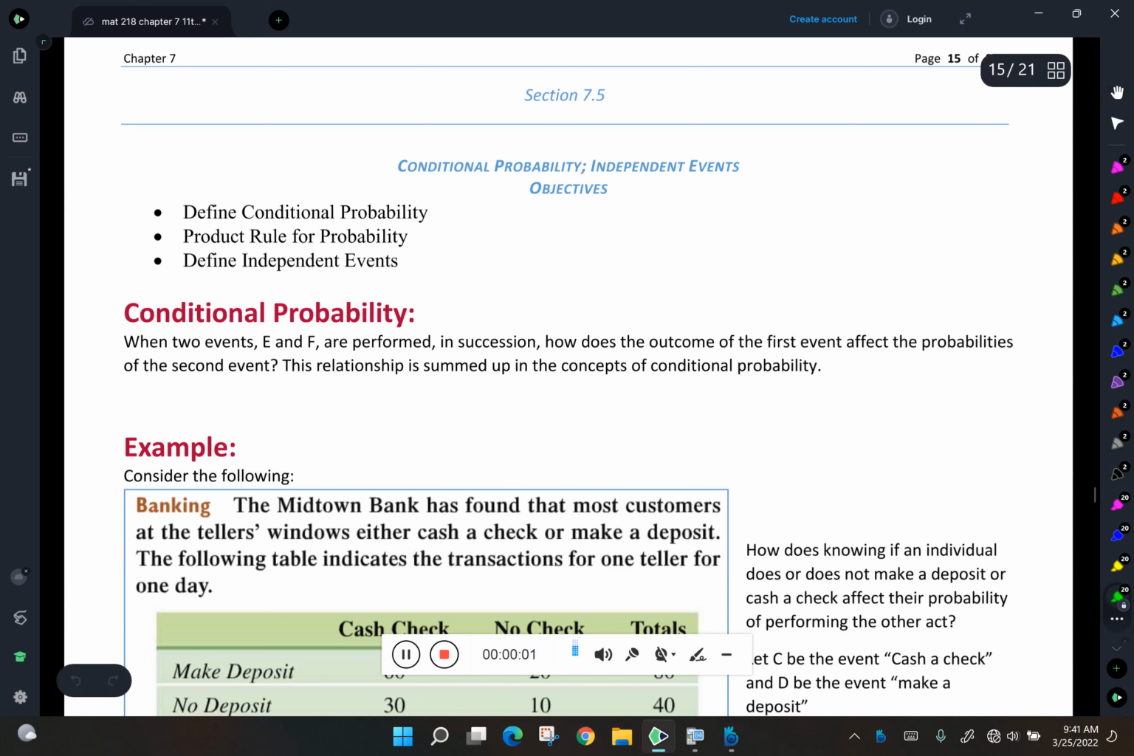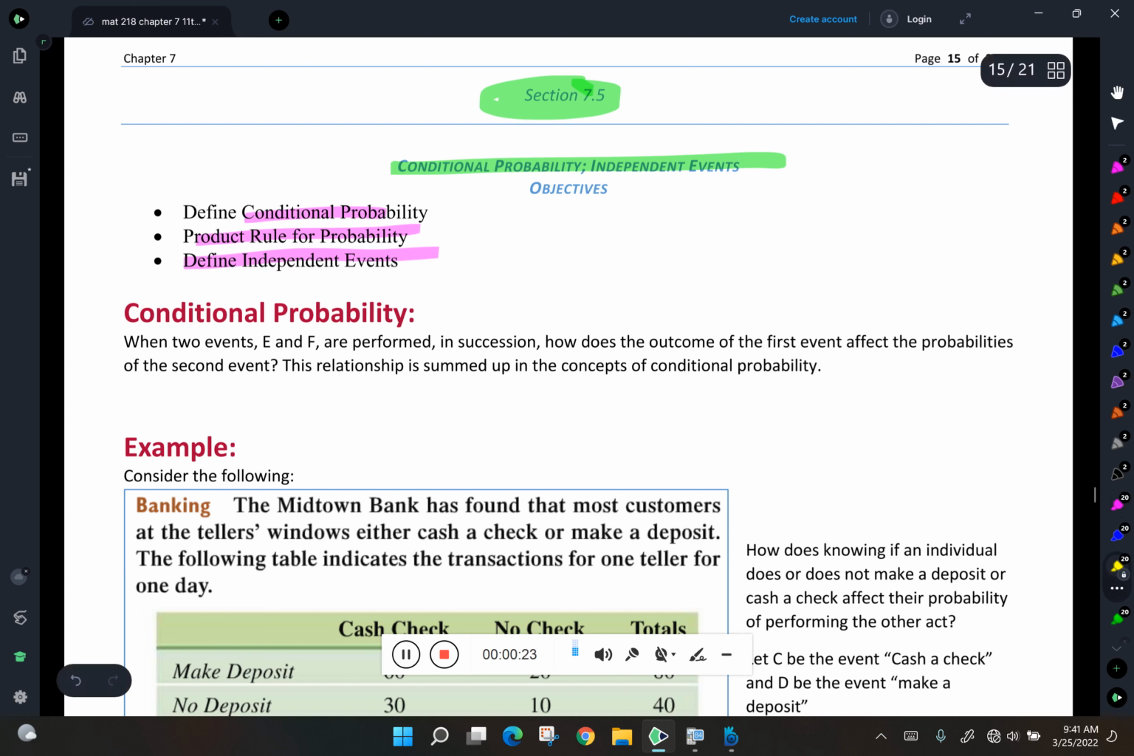Okay, so welcome back. This is section 7.5, conditional probability, and tied to that are the idea of independent events. In this section, we're going to take a look at the idea of conditional probability. We're going to find a product rule for probability and talk about independent events. So start off with, what is conditional probability?